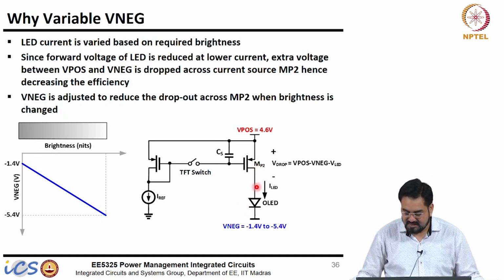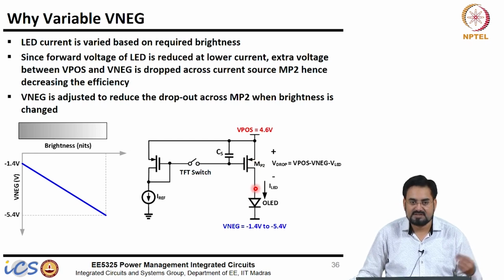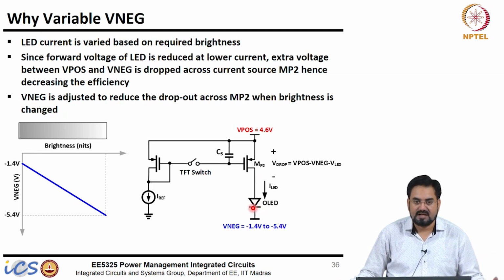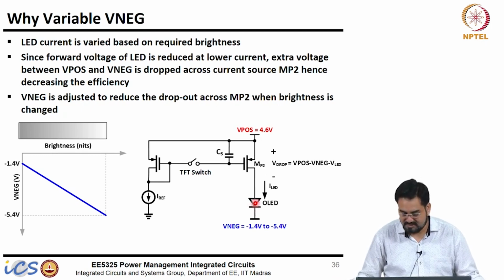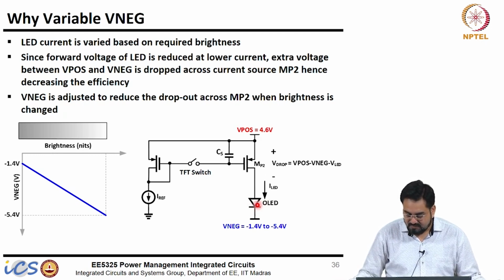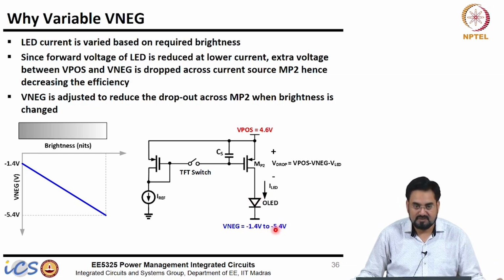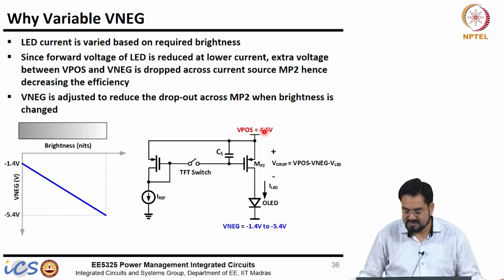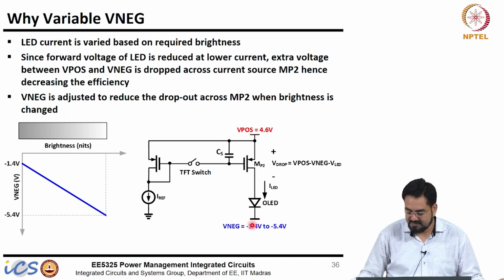So, let us say we are reducing the current, which means we are reducing the brightness. What would happen when we reduce the brightness? We know the forward voltage depends on the current: the higher the current, the more forward voltage this OLED will have. So, when I reduce the current, this organic LED will require a lesser forward voltage. If I do not change anything, and keep VNEG fixed at minus 5.4 and this fixed at 4.6 volt, what is the total voltage from the positive to the negative terminal? It is 10 volt.